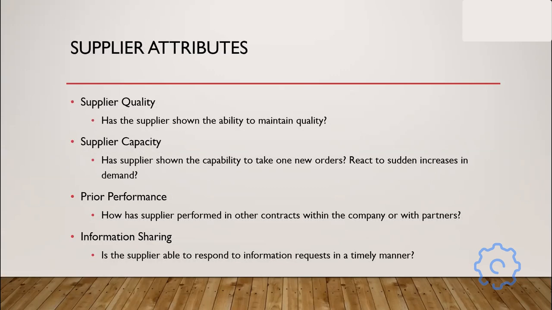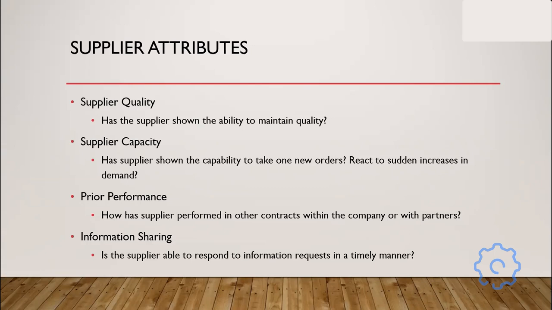So attributes to consider for a supplier and for the relationship are, first, the supplier quality. Has the supplier shown the ability to maintain quality? This is true over small lots or large lots. And quality can be very subjective, but one thing you can do is look at previous quality from other entities within your organization. Have other people ordered items from this company? If so, how is the quality?